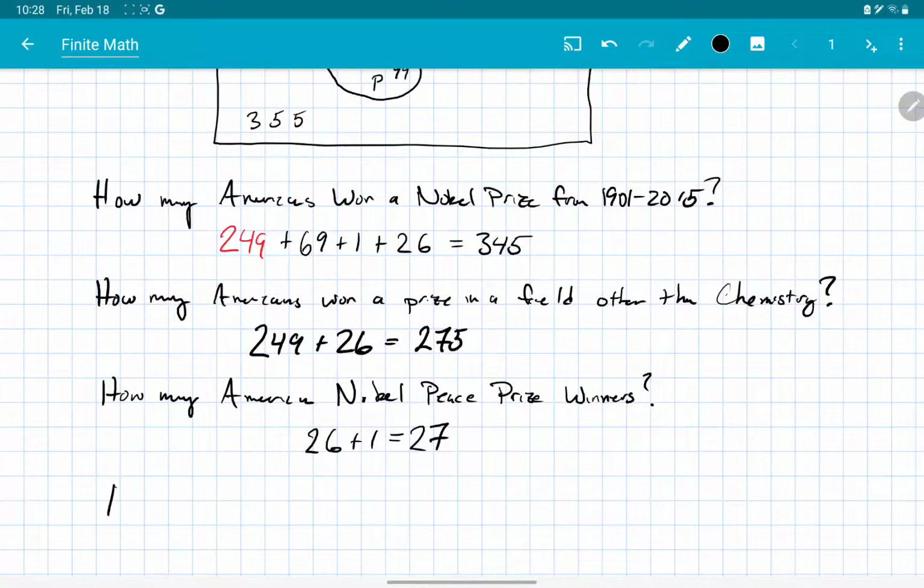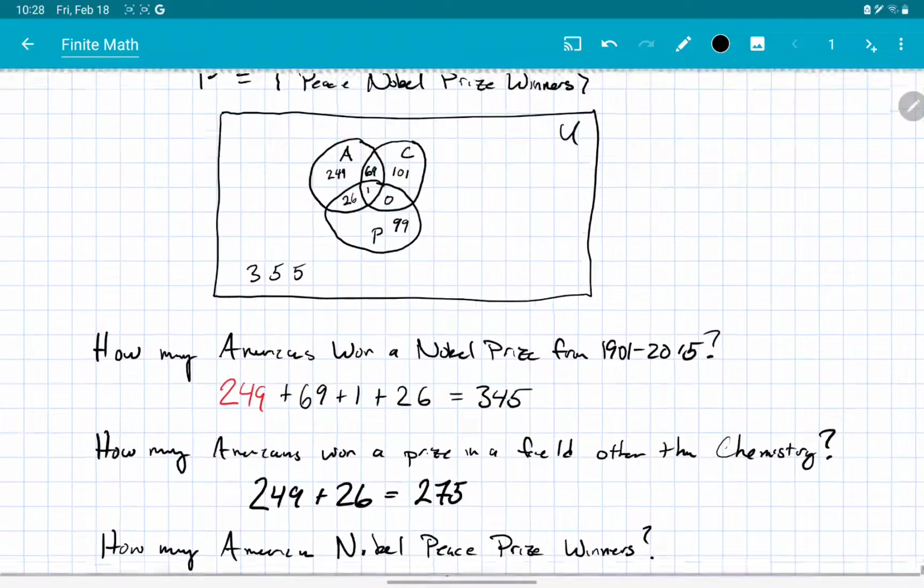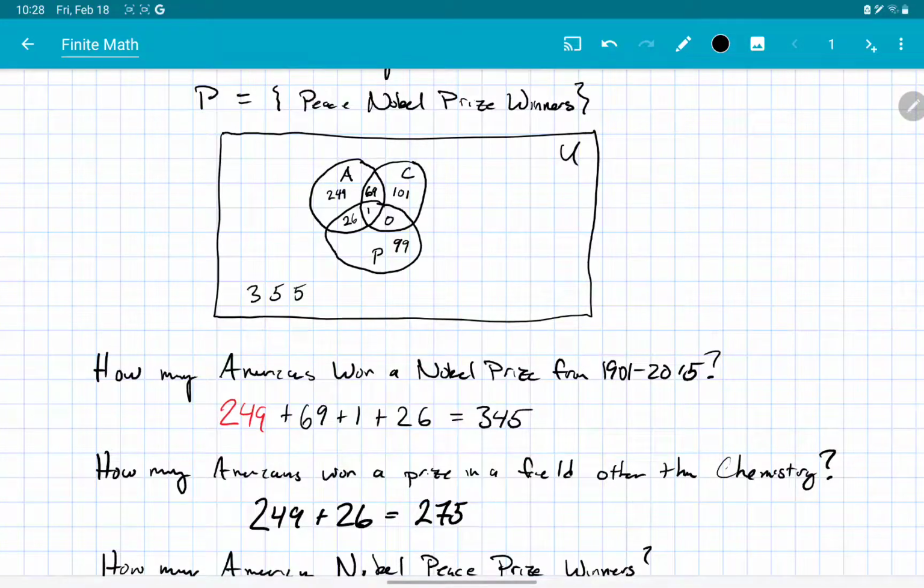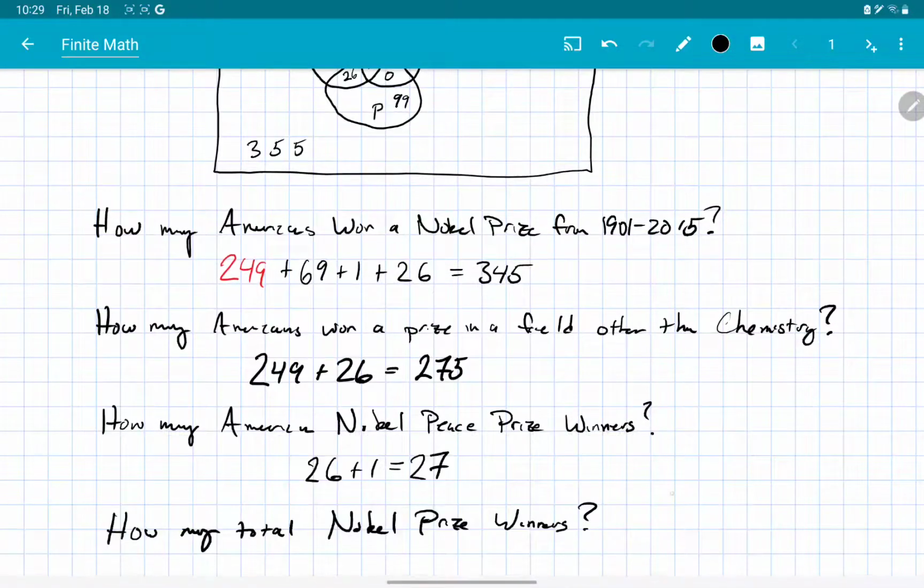Okay. And then one more. How many total Nobel Prize winners? To find the answer to that, we have to add up all of the regions here. Each region, including the U region, right? Including the region of those 355 people that weren't American, that didn't win in chemistry, and didn't win a Peace Prize. We have to add up all of the numbers in that Venn diagram to answer this last question, and that total is actually 900 when you add them all up. Okay? We won't do that calculation, right? But you could sit there and you could add up all of the numbers that were in that picture.